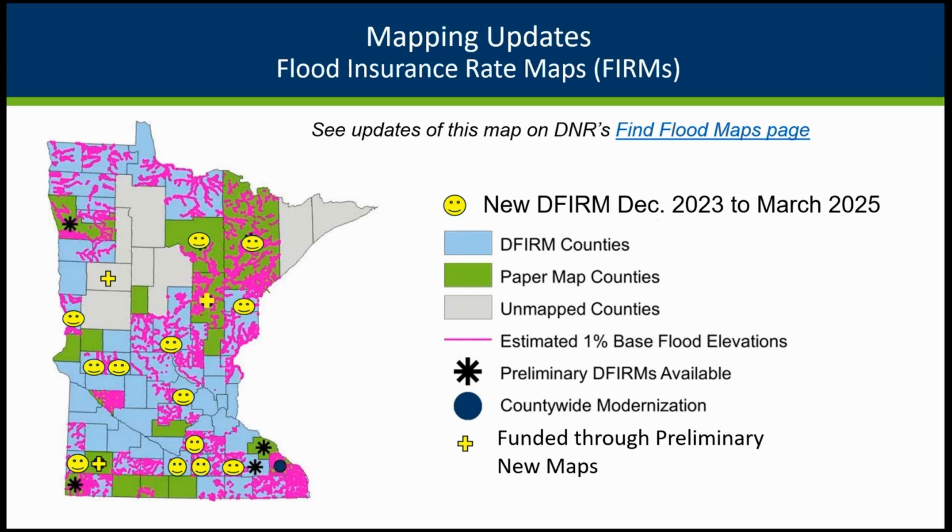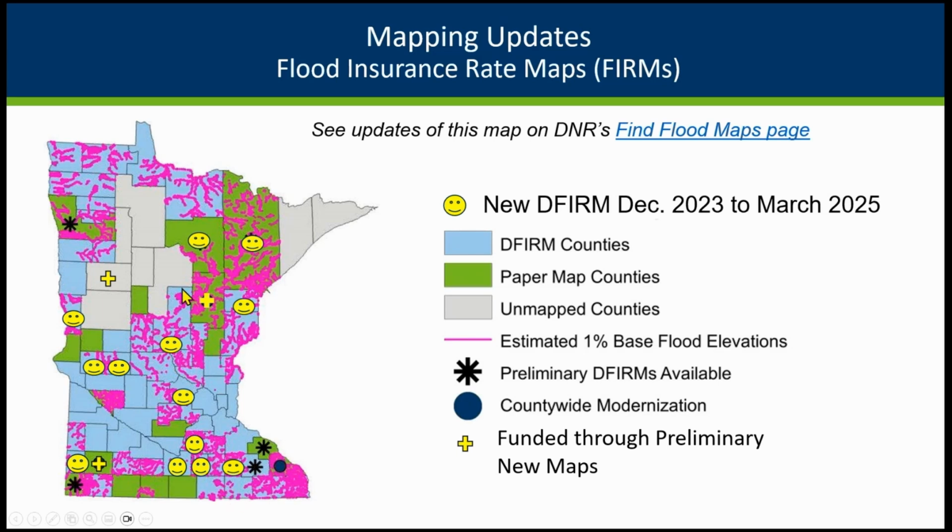And you see these other counties with little asterisks on them. Those are already funded, and they already have preliminary DFIRMs available. There might be some revisions going on through some of those. So there's a lot of work being done around the state to try to update these counties into better data.